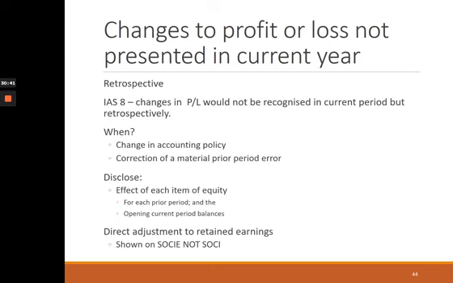The same applies to this slide. If we have a retrospective change, so if we have a change in our accounting policy or if we are correcting an error, then we would change our profit and loss in the current period, and we would need to change our opening balances. So there is disclosure that needs to be provided for each prior period and our opening current period balances. So the adjustments are not shown directly on the face of our statement of comprehensive income, but they are actually shown in our retained earnings opening balance, and these are shown on our statement of changes in equity, not in our statement of comprehensive income.